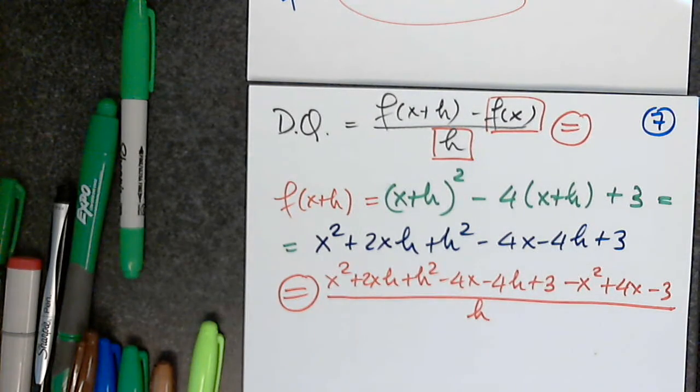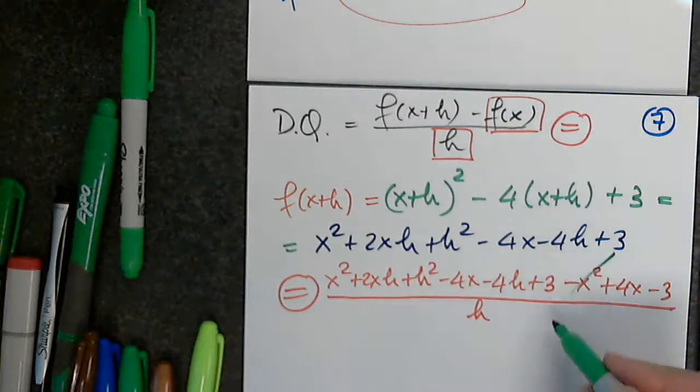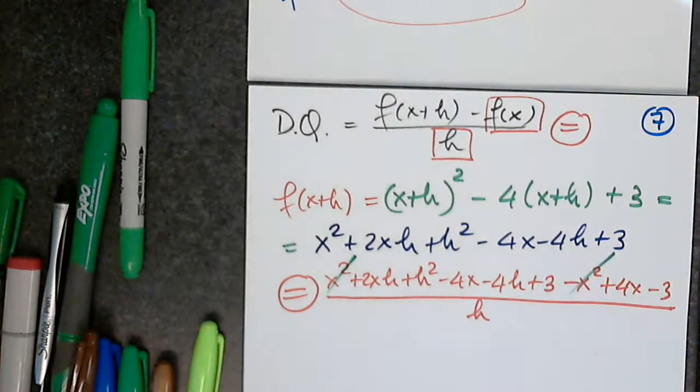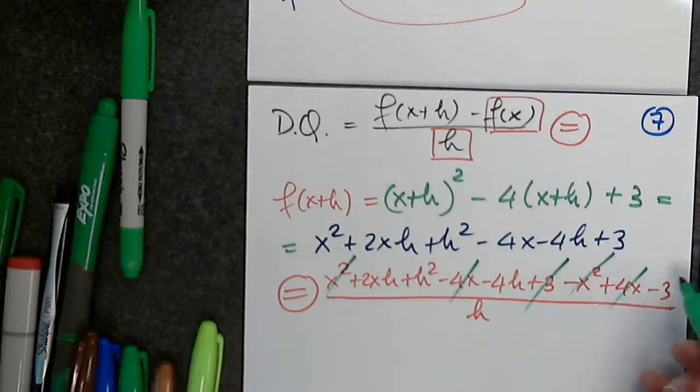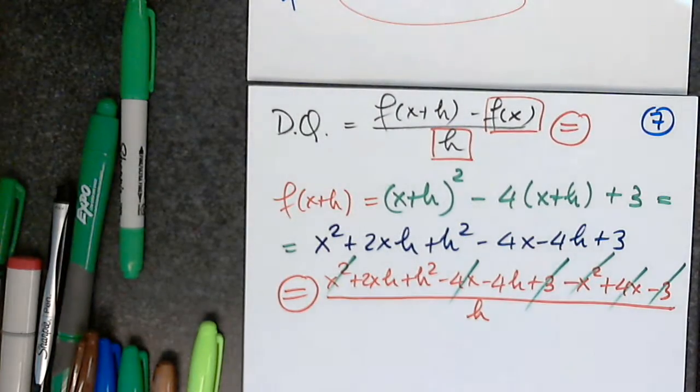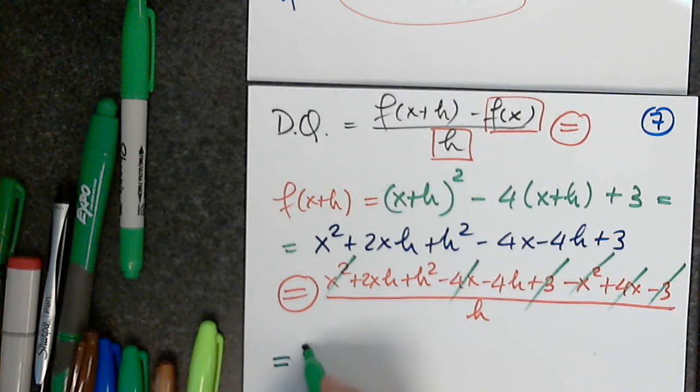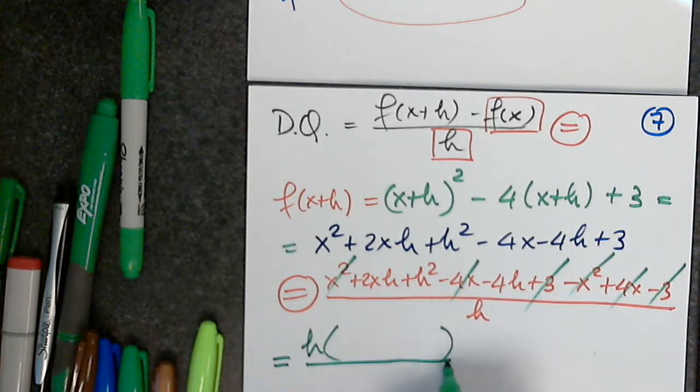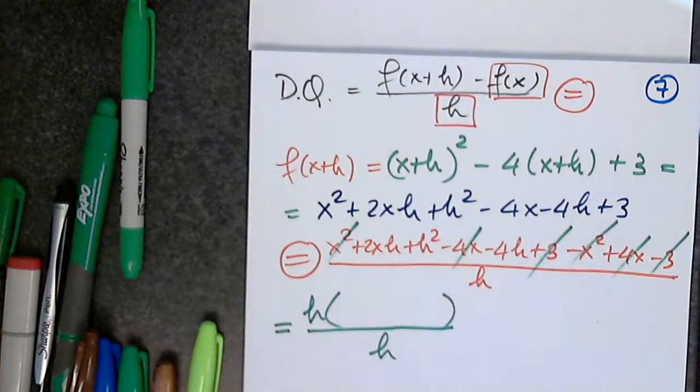Good. So now please tell me what to do with the top. Cancel out x squared. Yes? Because one is positive and one is negative. Good. 4x. Yes, one is positive, one is negative. How many terms are left at the top? 3. What do they have in common? H. They must. Otherwise, there is a mistake.